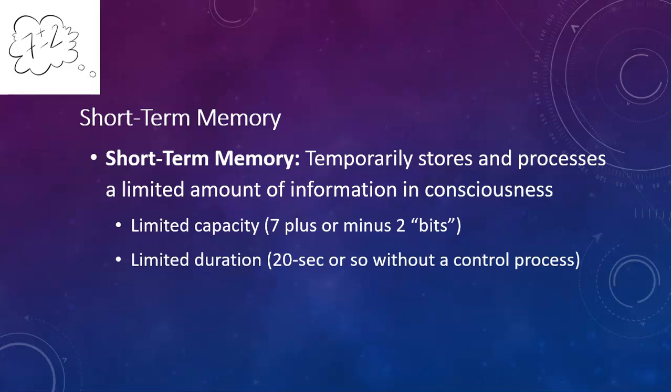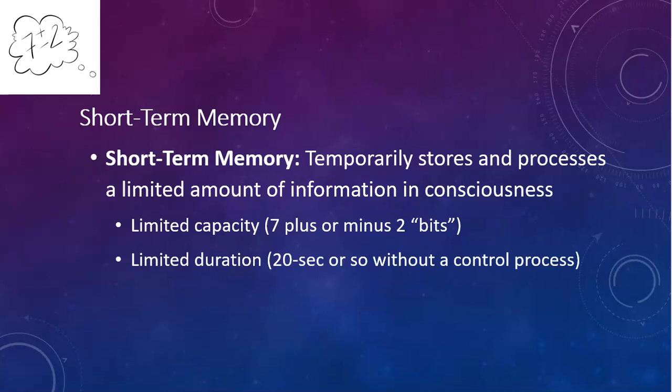Now, it does have a limited capacity, so this is where we get that 7 plus or minus 2 bits of information. So if I give you a list of numbers, in your short-term memory, you're able to hold about 7 different numbers at a time. So that plus or minus 2 is where we get that range of 5 to 9. So at any point of time, your short-term memory can hold 5 to 9 pieces of information at a time.